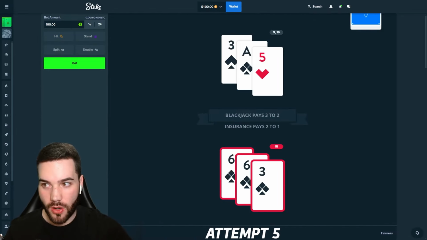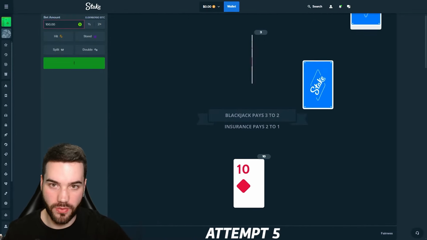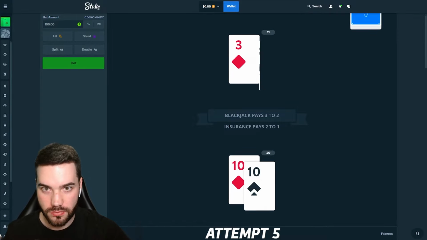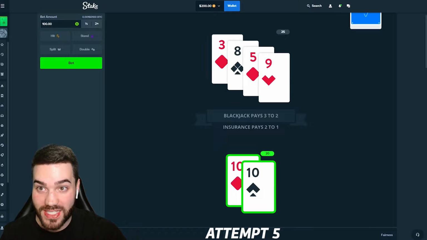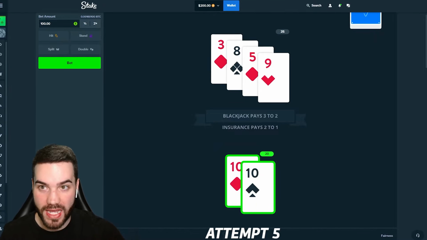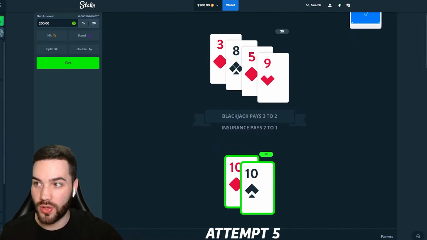Fifth attempt. Here we go. $100 bet. We got to win this one, right? 20. Beautiful. No, 21. Nice. The balance changed before we even won the hand. I feel like I'm going to be staring at that the whole entire time now.